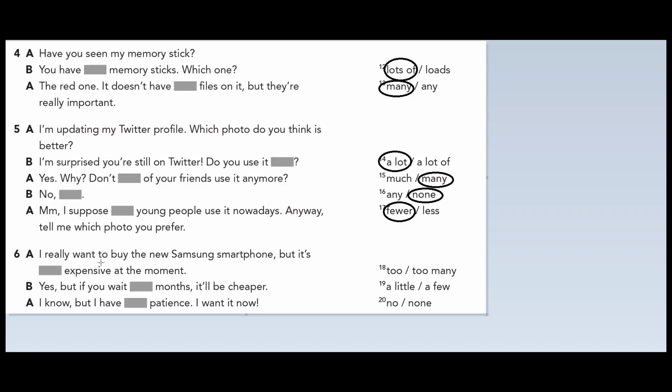6. I really want to buy the new Samsung smartphone, but it's too expensive at the moment. Too plus adjective. Yes, but if you wait a few months, 1 month, 2 months, 3 months, countable, so a few, it will be cheaper. I know, but I have no patience. So you use I have no time, I have no money, I have no patience. In these situations, you use just no plus a noun. And none you use separately.